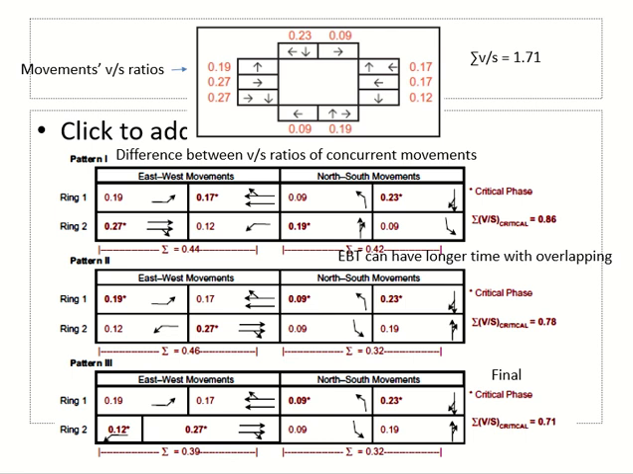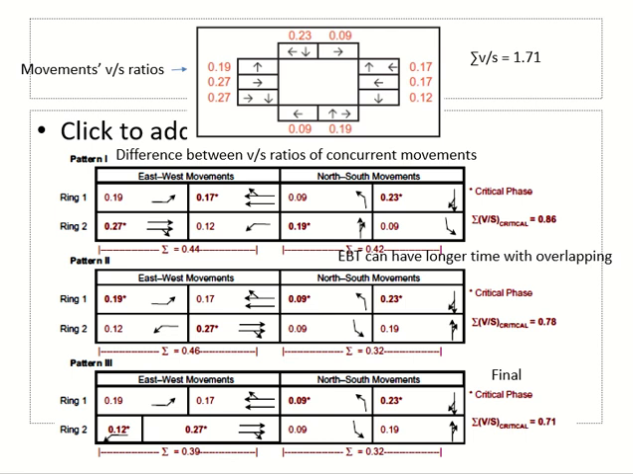This is another sequence again. They are conflicting, so they have to happen one after the other. If you go with this sequence, 0.12 and 0.27, how much? 0.39. Which sequence is higher? I'll take this one. If you have something like this, then you can simply compare the V by S ratios with each other. Whichever one is higher, you will take.